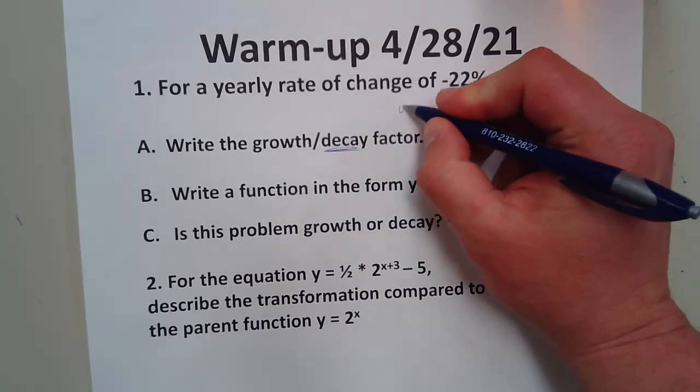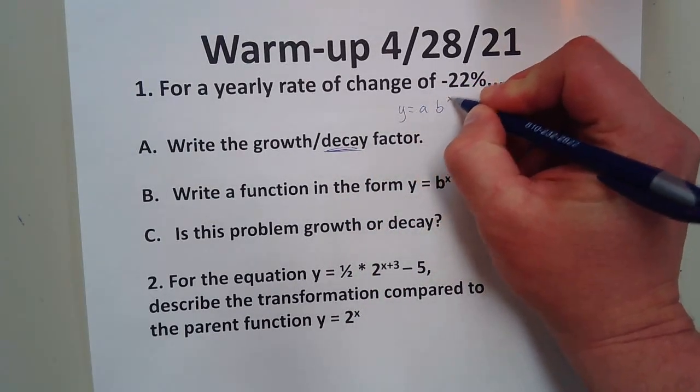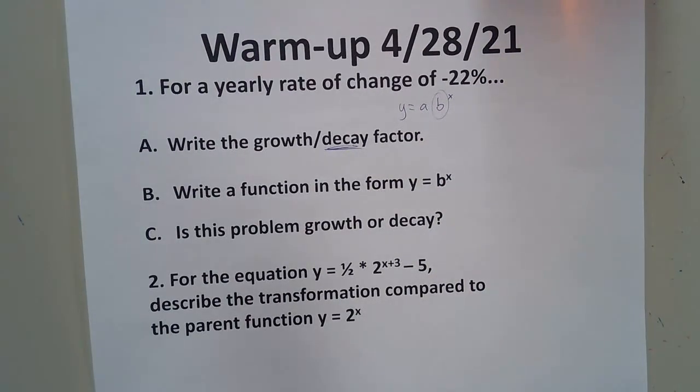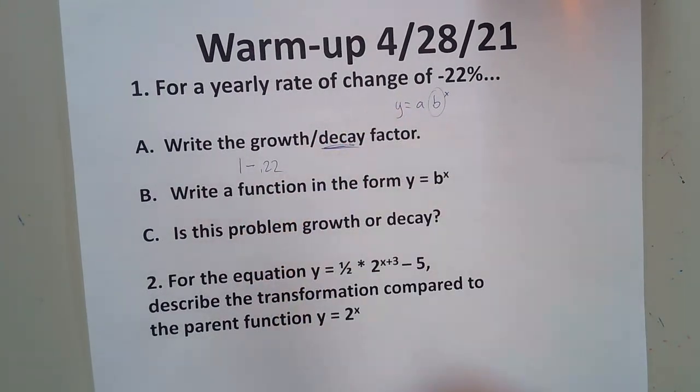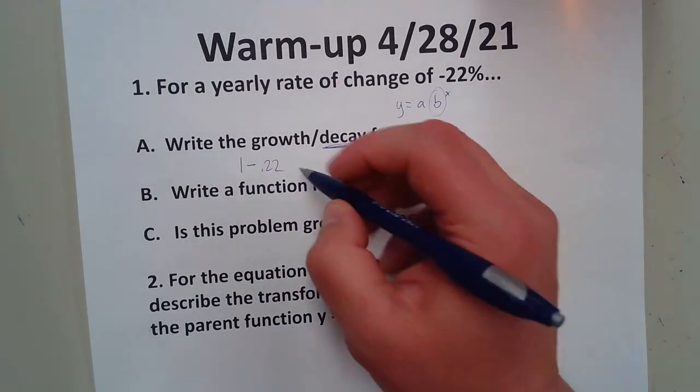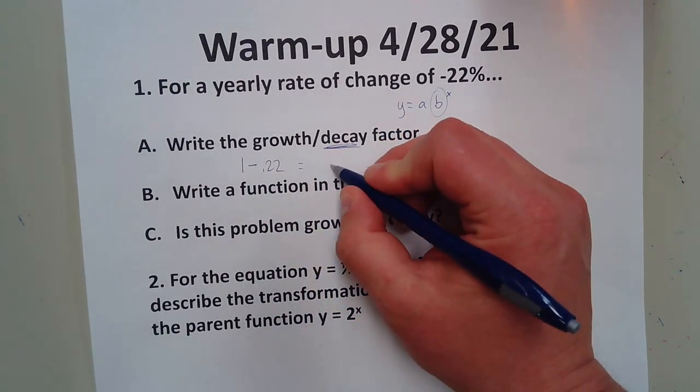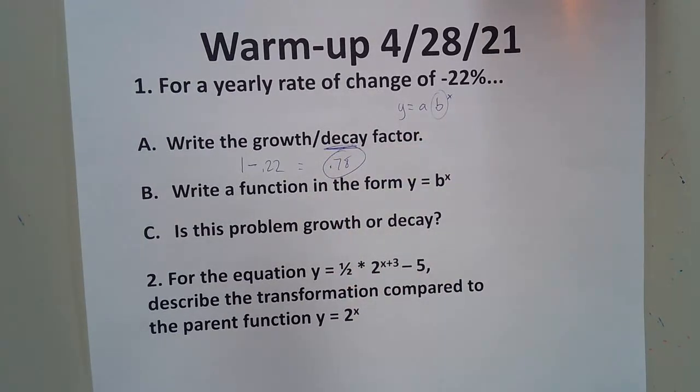And when they're talking about that, they're talking about when you're writing your base exponential equation, what would this b value need to be? So it's going to be 1 minus the 0.22 because you're losing 22%, which would make that value 0.78. So that's the decay factor. You're keeping 78% of the population each time.